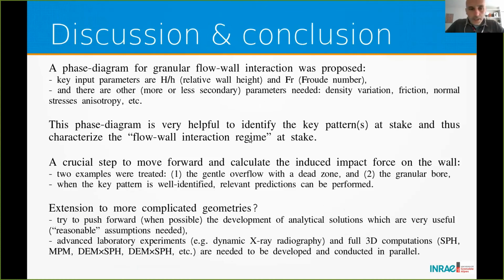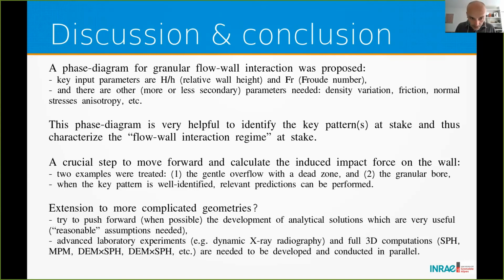So now I can conclude my talk. A phase diagram for granular flow wall interaction was proposed. The key input parameters are, first, for the case of a wall, the relative wall height, so capital H over h, and the Froude number, and there are other more or less secondary parameters that are needed. An important one is the density variation across the pattern which is formed. This is the friction. You always need some friction somewhere. And the anisotropy in normal stresses.